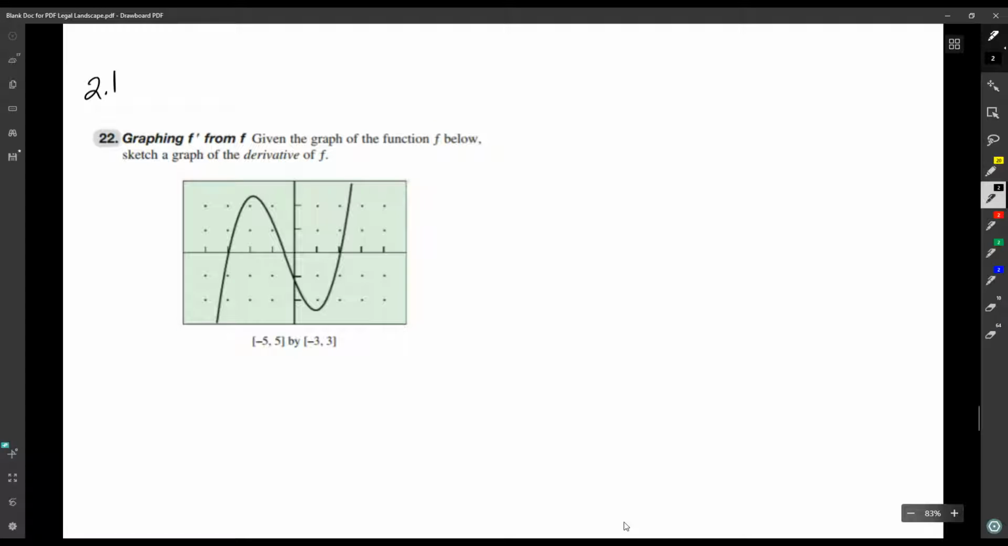We're looking at 2.1, number 22, and we're asked to graph f prime given the graph of the function f below. So first, let's begin by giving ourselves an xy value that has about the same x and y coordinates as what we see on the screen. 1, 2, 3, 1, 2, 3.